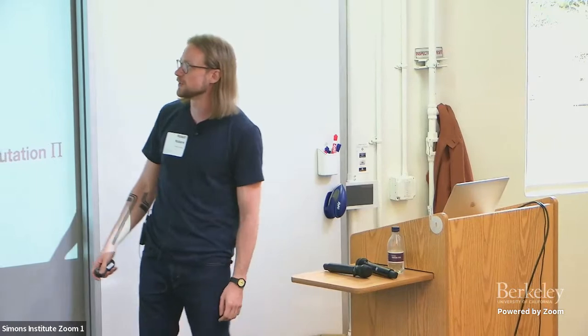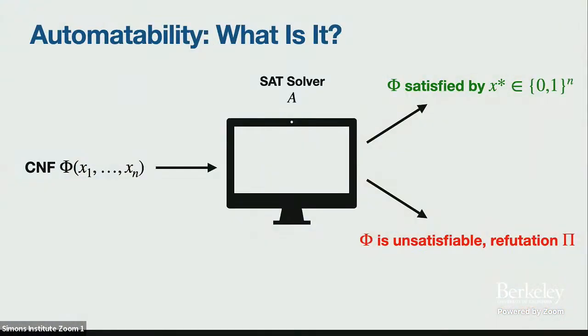Okay, so let's start off with the basic question. Automatability, what is it? So here's a picture of a SAT solver. A SAT solver as input gets some CNF formula. And then we feed it into this nice algorithm A, and it's going to tell me if it's satisfiable or if it's not satisfiable, right? Easy peasy, done.